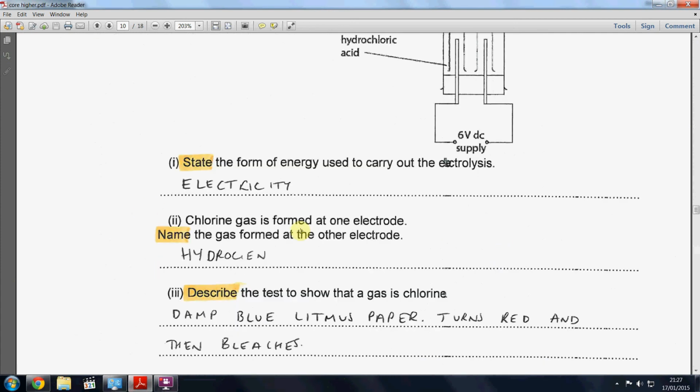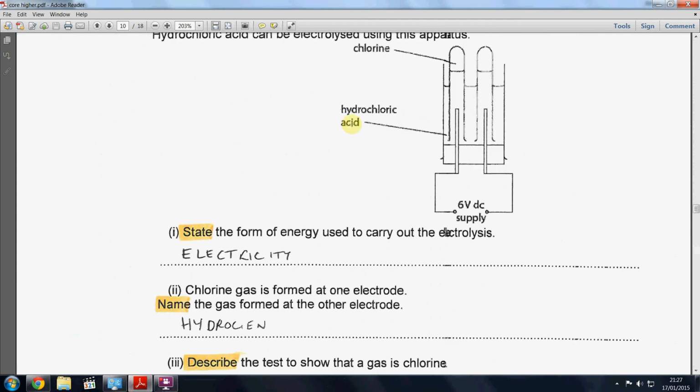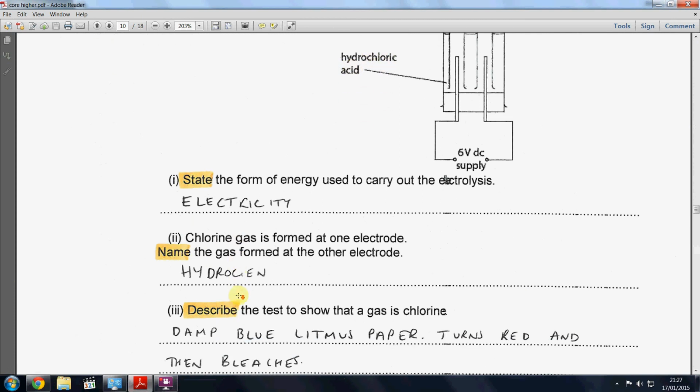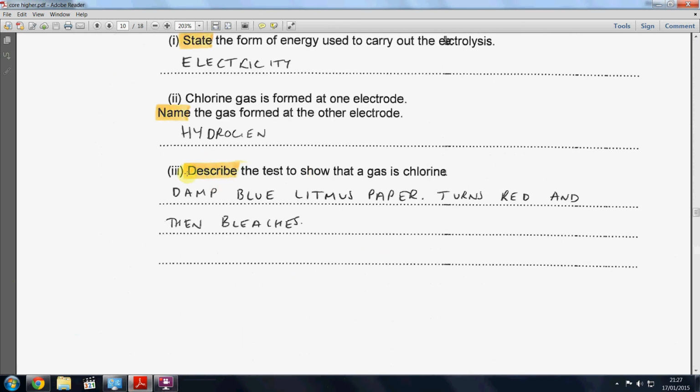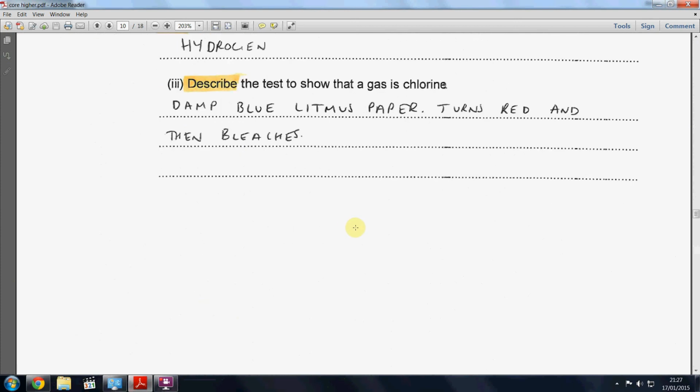It then says chlorine gas is formed at one electrode. Name the gas formed at the other electrode. Well, if you look at hydrochloric acid, it sort of sounds like it's hydrogen and chlorine. So we've already been told we've got the chlorine there, and hopefully you should have done this experiment in class last year anyway, that the second gas is hydrogen. It then says to describe the test to show that the gas is chlorine. And the test for this is damp blue litmus paper. It turns red, and then it bleaches, which means the colour disappears. And then that gets you the marks for that question there.